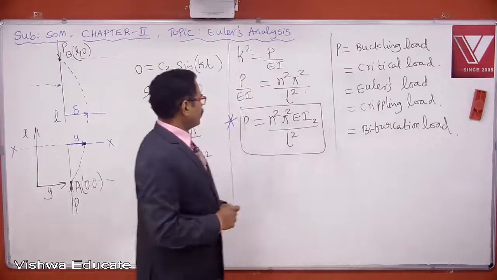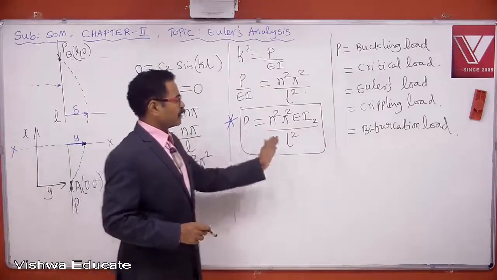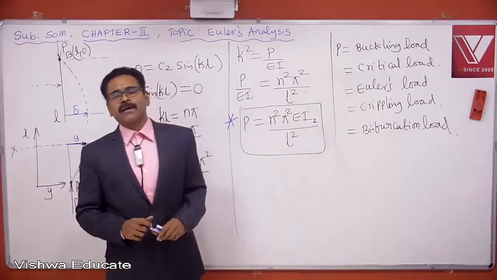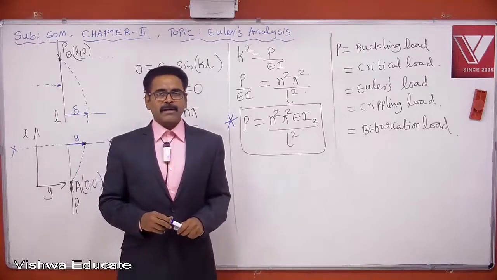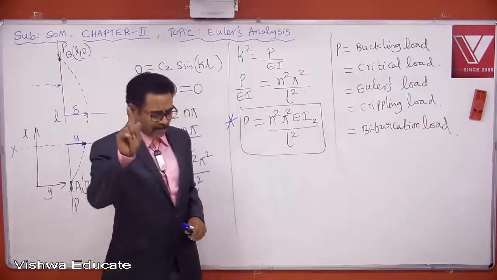Okay? So Euler's critical load is proportional to flexural rigidity. E into I is called flexural rigidity. Okay? Write down first point.